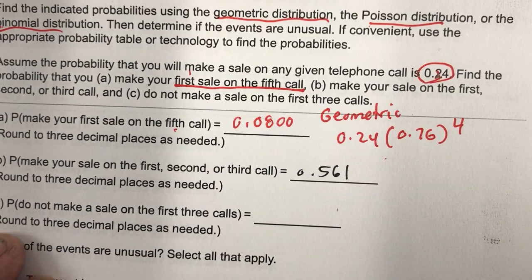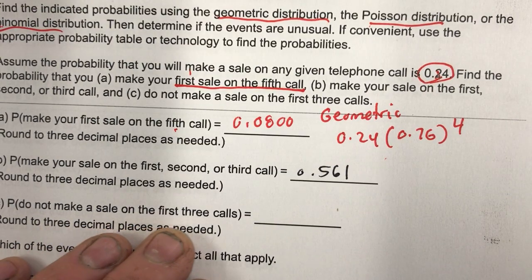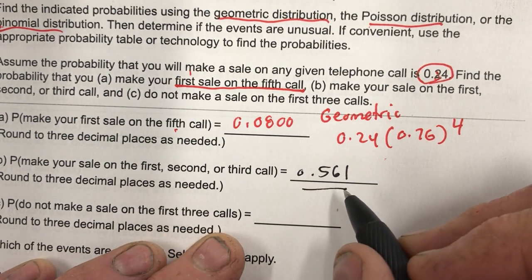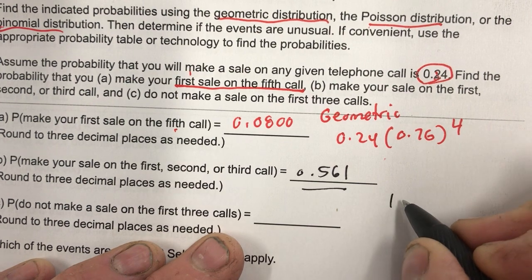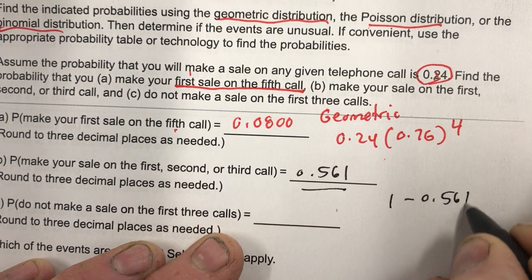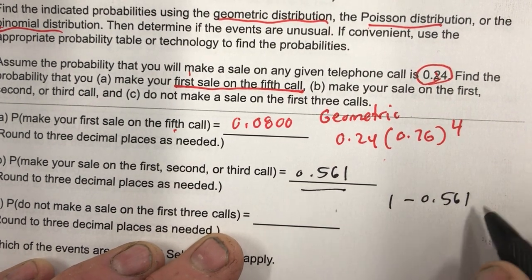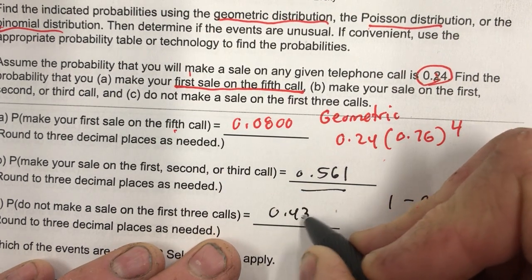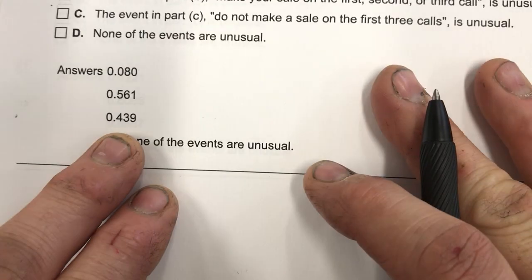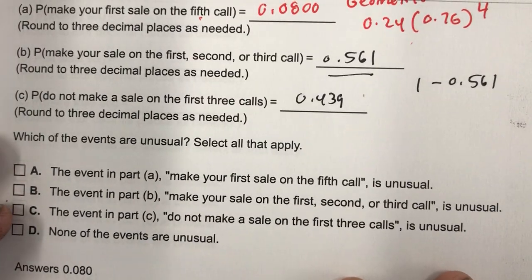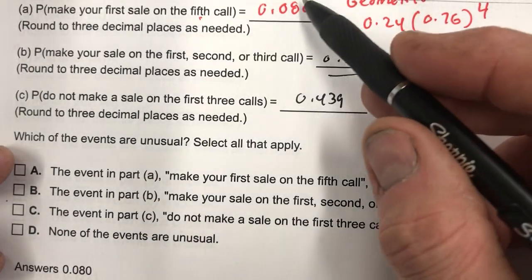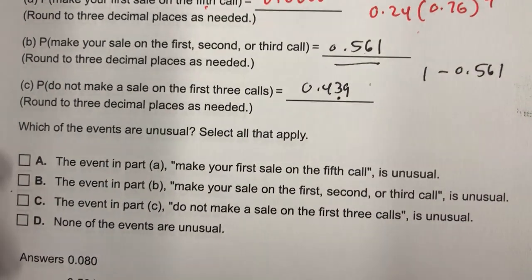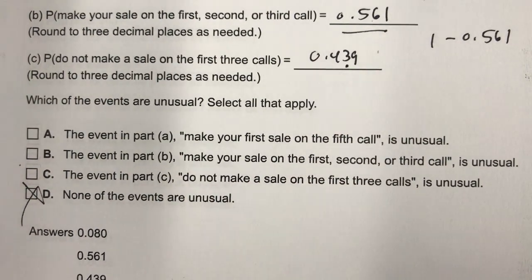This C says, probably you do not make a sale on the first 3 calls. Here's how we make a sale in the first 3 calls right there. So if I do 1 minus that, that'd be the probability I don't make the sale in the first 3 calls. So that's going to be 0.439. And look there, we got it. Now, which of these events is unusual? None of them are less than 0.05, so none of them are. So this is D. None of these are unusual.